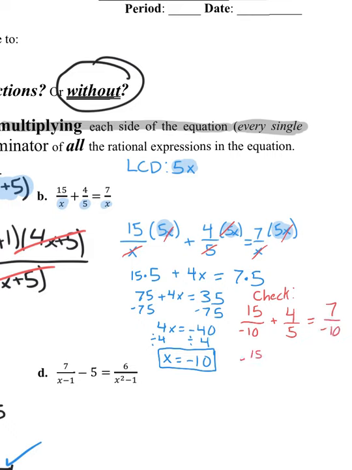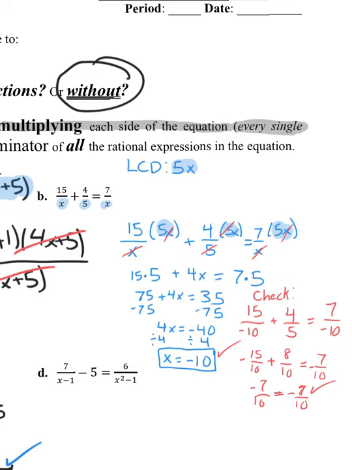So this becomes negative 15 tenths plus 4/5. I need to get a common denominator there. If I multiply it by 2, I'm going to get 8 tenths. So I get negative 15 plus 8 equals negative 7. And sure enough, negative 15 plus 8 equals negative 7. So I get negative 7 tenths equals negative 7 tenths. So it checks out. So my negative 10 did work as an answer.